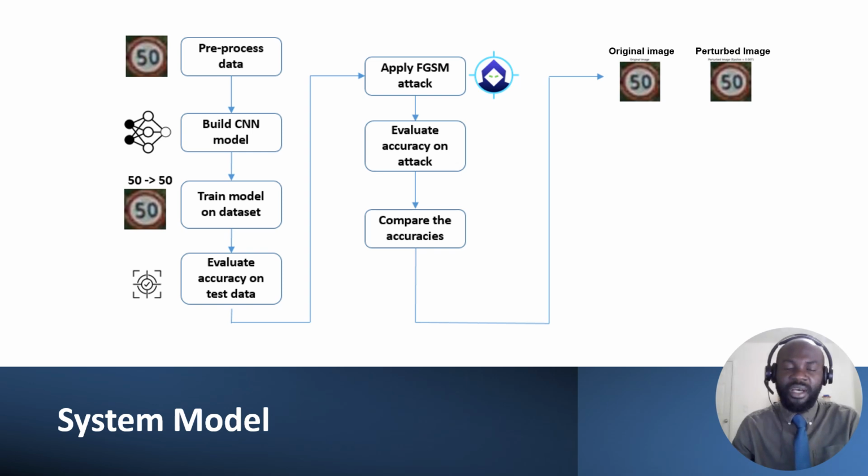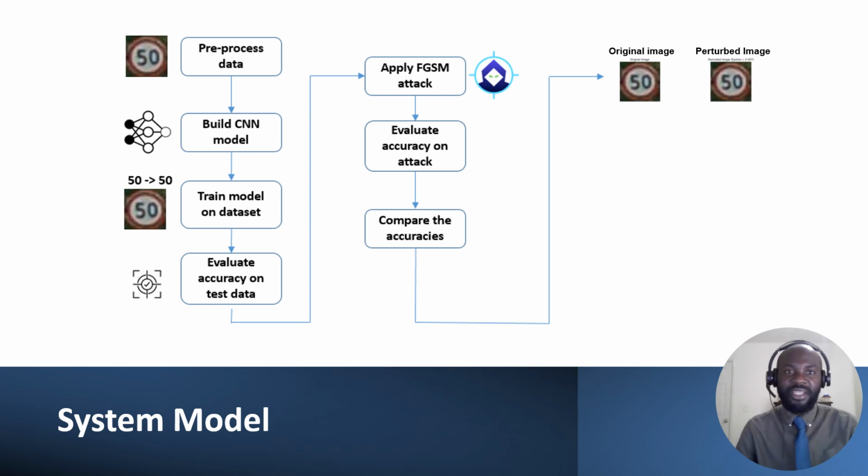So, looking at our system model, we follow a structured approach. First is to pre-process the data, which entails preparing the data set for training, and then we build our CNN model. We'll develop a convolutional neural network model for this system, and then we train the model on data sets. So we train the CNN using the prepared data set, and then we evaluate the accuracy on the test data set. That entails measuring the model's accuracy on the test data set.